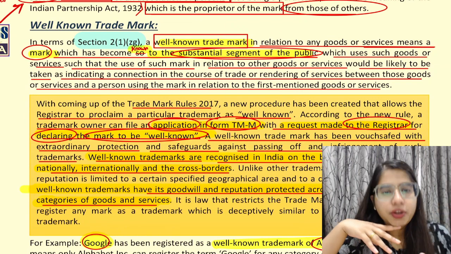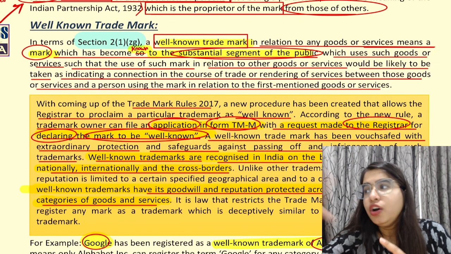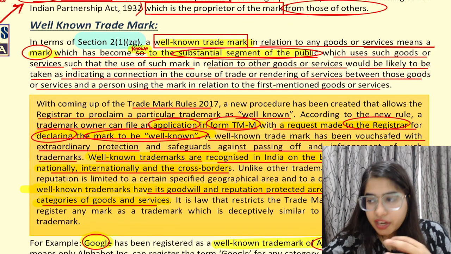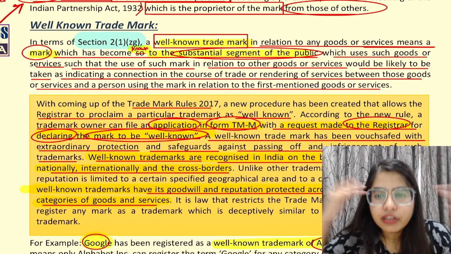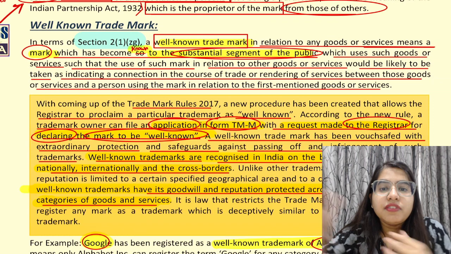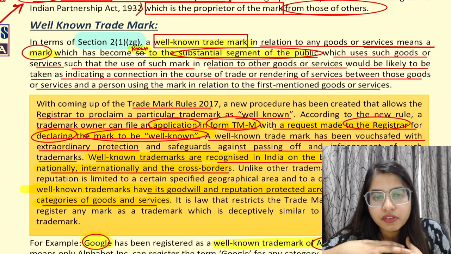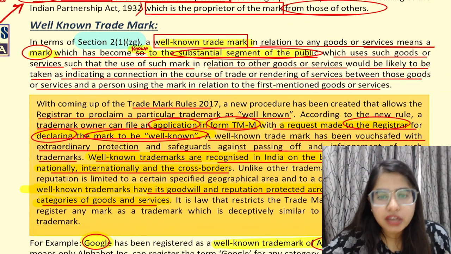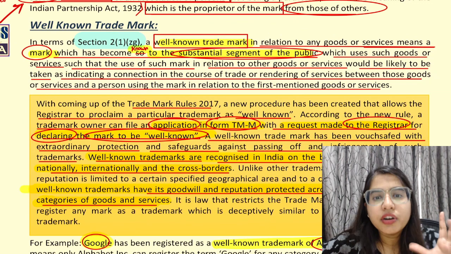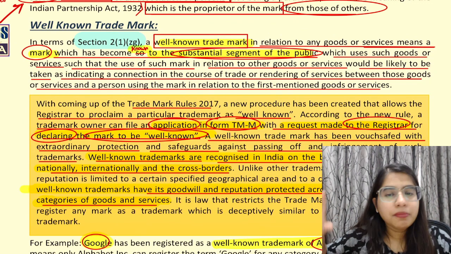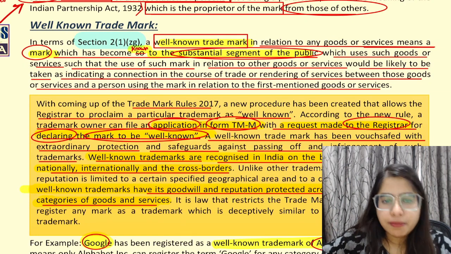If we allow using that mark for any other goods and service which is not ours, then it will create an illusion in the mind of customers that those other goods and service have some connection with the first mentioned goods and service. Why? Because we are using the same mark. Are you understanding? So no one else would be allowed to use your trademark. So a well-known trademark means a mark which is known to the substantial segment of the public.